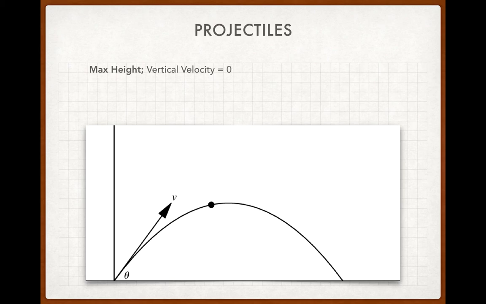Okay, second idea, maximum height. The vertical velocity is equal to 0. We came across that already. And then there's a thing called the range, which is the maximum horizontal displacement. For the range, what we would have to do is let the height equal 0 and get the times when the height is equal to 0.